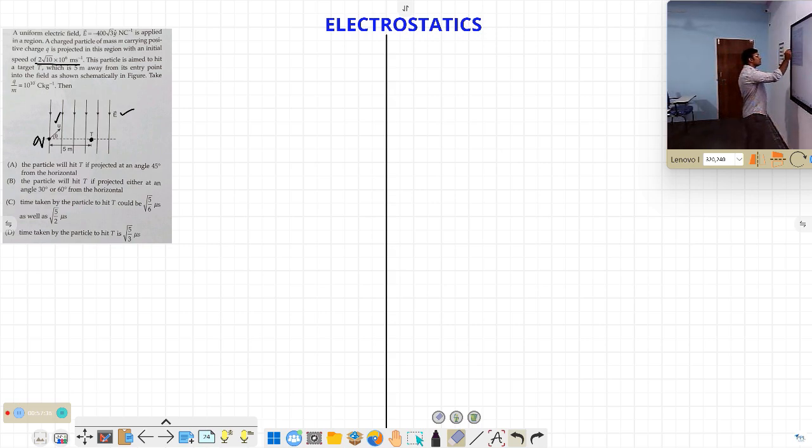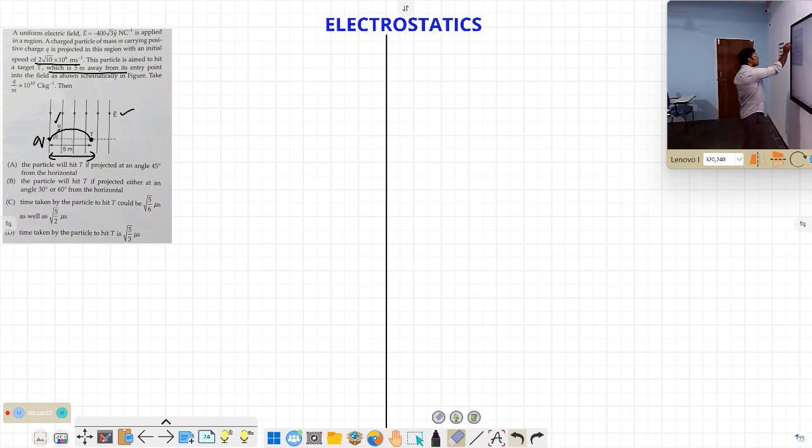So it means the charge has to move in this path, which is called a parabolic path. The parabolic path concept you learned in the first year, in kinematics, that is two-dimensional motion, projectile motion you learned. You have to recollect that, because how you apply it is important here. This particle is aimed at a point 5 meters away. What distance is it? It is at a distance of 5 meters from the entry point into the field.